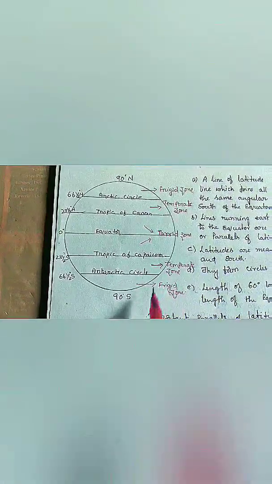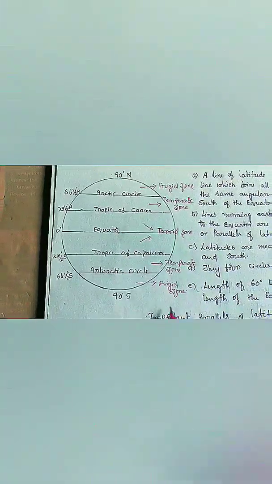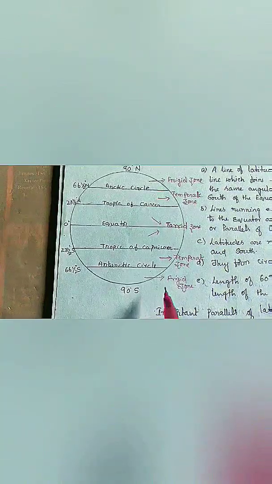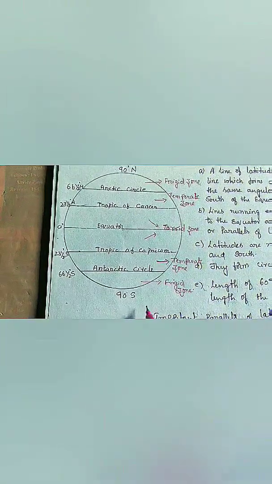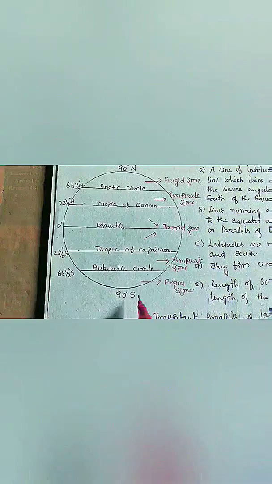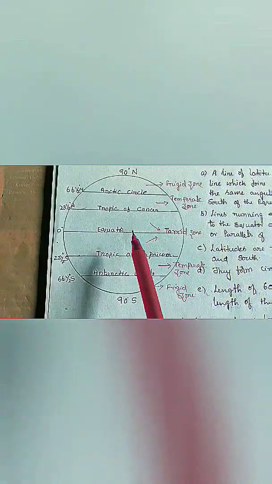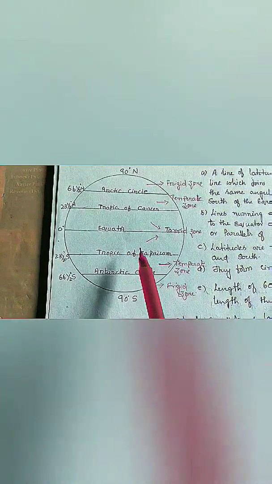Then another region is the frigid zones. Between Arctic Circle and the North Pole, and between the Antarctic Circle and the South Pole, are the two frigid zones of the Earth. These are the polar regions and receive the sun's slanting rays. In these two zones, very low temperatures are recorded.